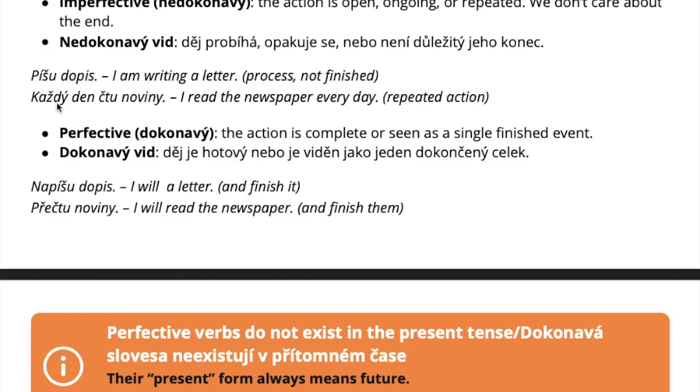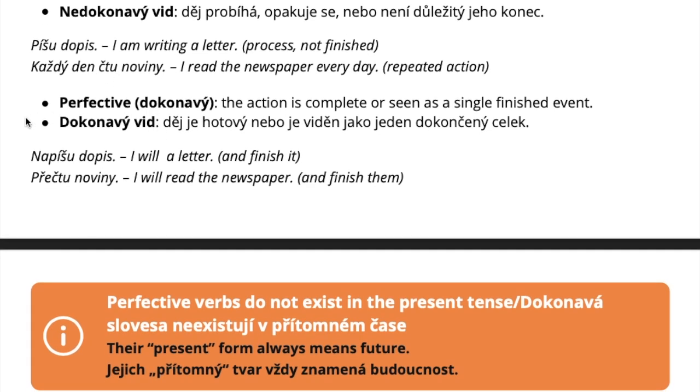Druhý příklad. Každý den čtu noviny. I read the newspaper every day. This is a repetitive action. Alright, so it's like every day I read the newspaper. So this one is definitely present simple in English because of the každý den, which marks present simple in English.